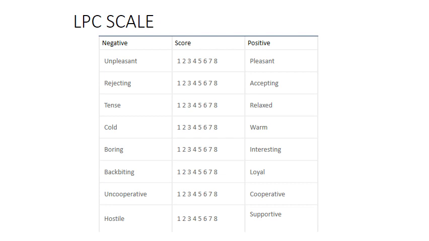If he is more of an accepting type, you can mark the number as 8. If he is a tense type, you can mark the number as 2. If he is a very warm type, you can mark the number as 8. Likewise, you can go through all the scores. Understand? This is the LPC scale. If he is uncooperative, mark 1. If he is cooperative, mark 8. If he is in between, you can mark 4. Likewise, you can score each characteristic.